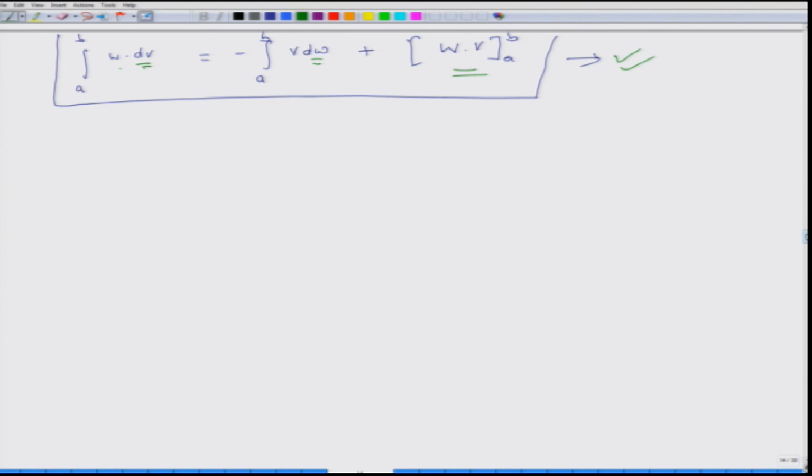Now, we will do this one more time. Okay. So, similarly, I can have another relation. Suppose I have a fourth order differential, w times d4u over dx4 dx. Suppose I want to integrate this thing, then how do I do this? Or before that, actually let us do the second order thing.